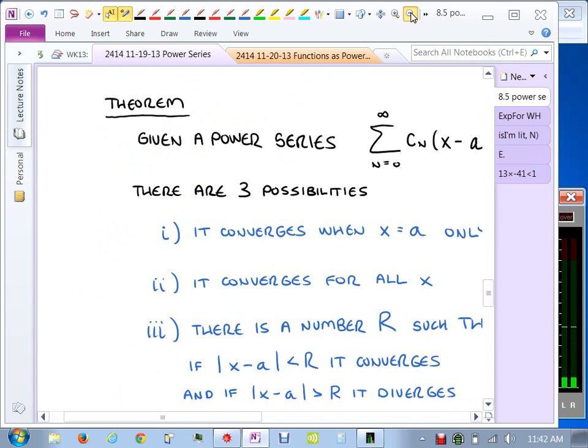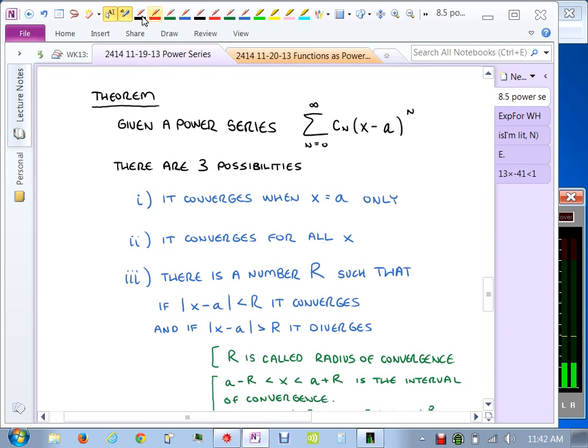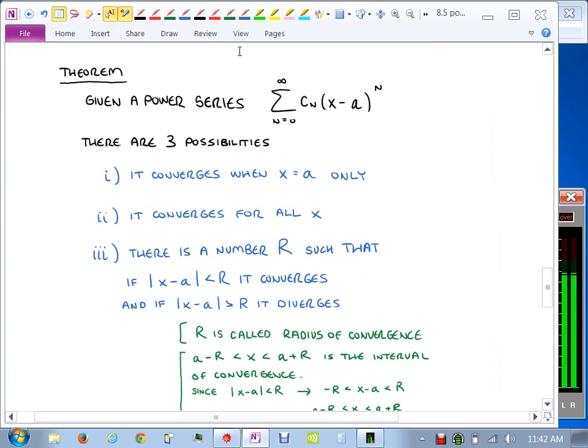All right, here's the theorem. Everyone on this page where it says theorem? Very important results here. Given a power series, okay, there's our power series, just a generic power series about A, that's what we said, power series about A. There are three possibilities for this series.